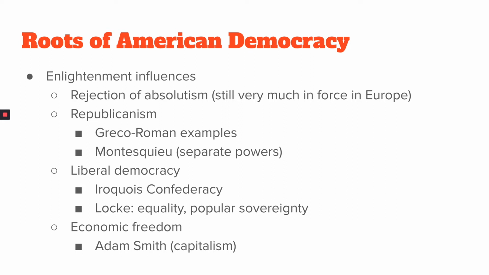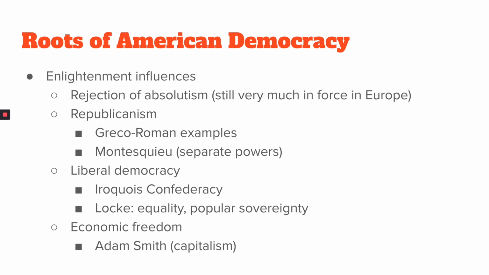political independence. Also, the idea of liberal democracy, which is actually going to come from several sources, including native sources like the Iroquois Confederacy, and also John Locke, who is an English philosopher. He'll establish some of the first notions of popular sovereignty, the right of the people to change their government if that government is abusive.